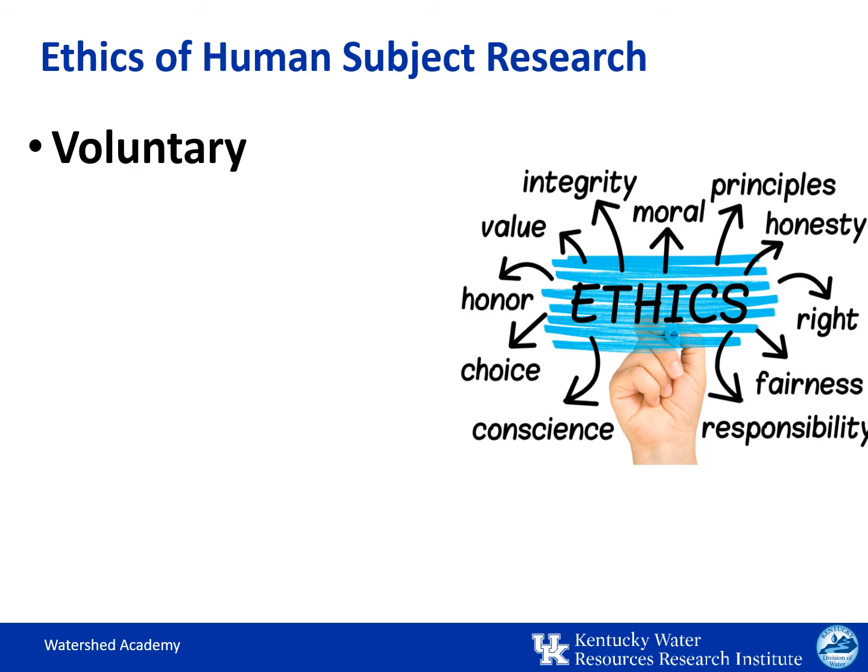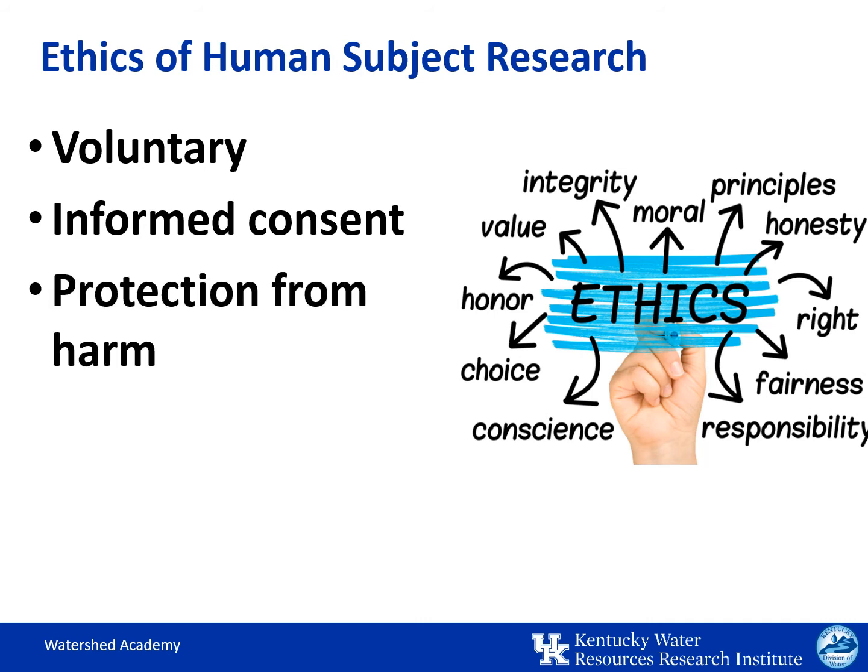One, voluntary. Studies cannot coerce participation, especially if in a captive audience. Further, participants must have informed consent. Participants must know about the procedures, risks, and use of the data before completing the survey. Two, protection from harm. It must minimize the risk of harm, physical or psychological. This can include unintended consequences that could occur because the responses enabled others to discover their identity or participation.